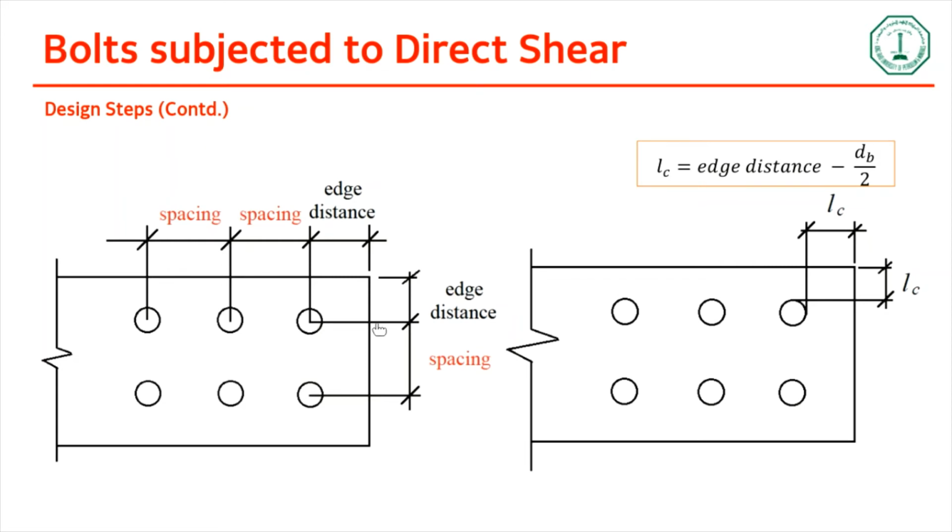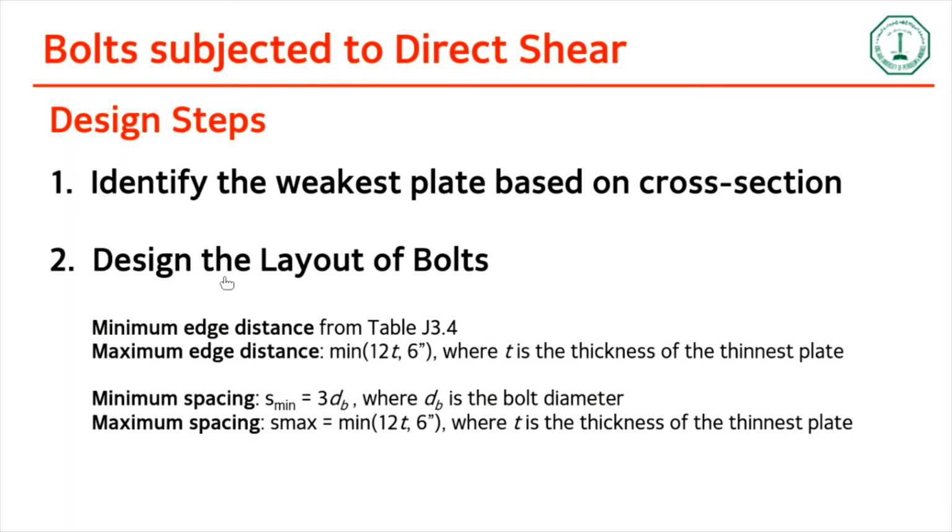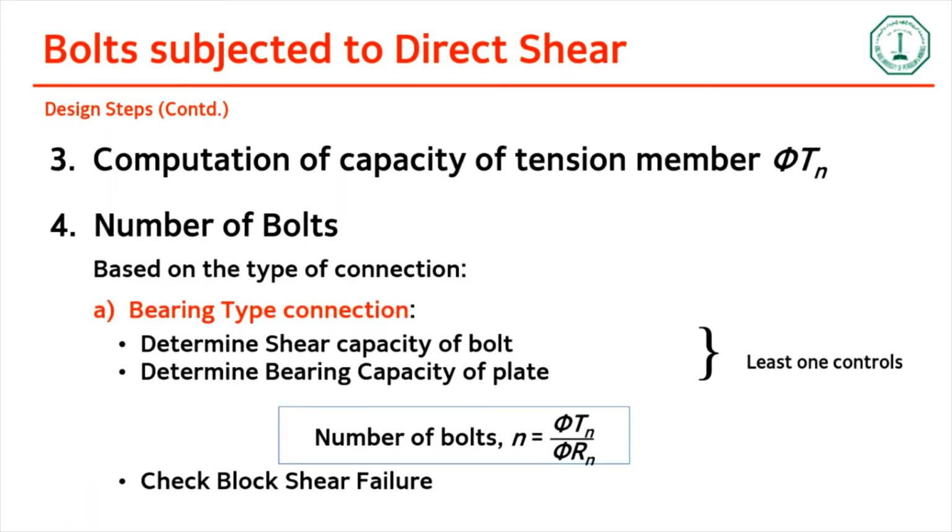This is called the edge distance, and this is called the spacing. Later on we'll require the value of LC, which is the edge distance minus half the diameter. That is the distance from the edge of the bolt hole to the nearest edge. This is known as LC. So this is how we design the layout of bolts, and then once that is done, we calculate the capacity of the tension member.